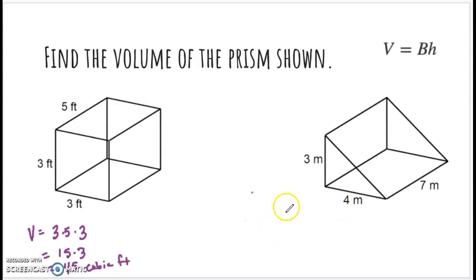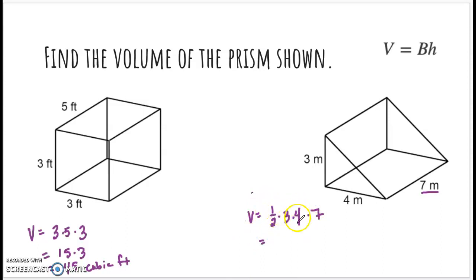If you're already done, let's check it out together, right? So the volume, first thing you're going to do is find the area of your base. Our base, even though it's not sitting on it, our base is this triangle. So it's going to be 1/2 times 3 times 4, right? And then we're going to do that times the height of our prism, which is 7.